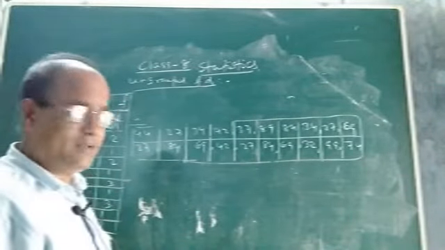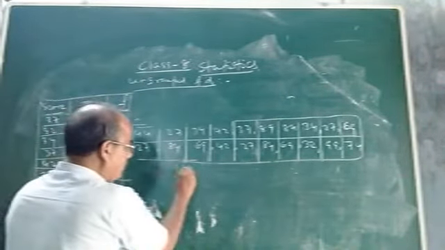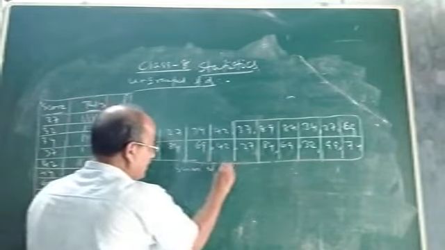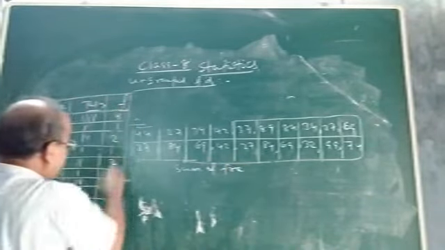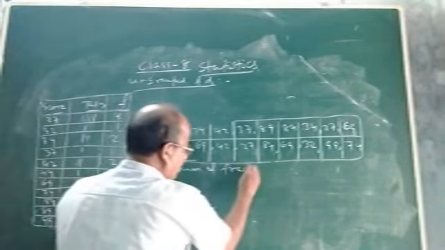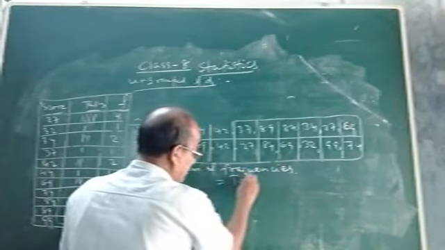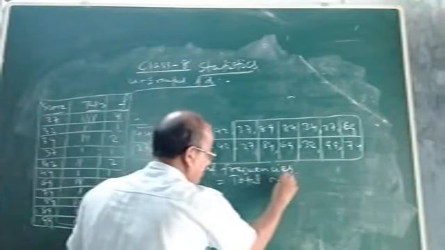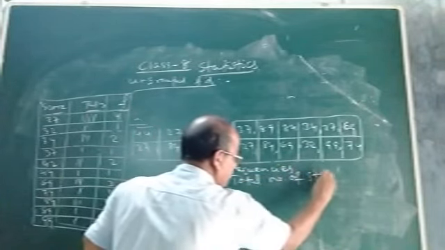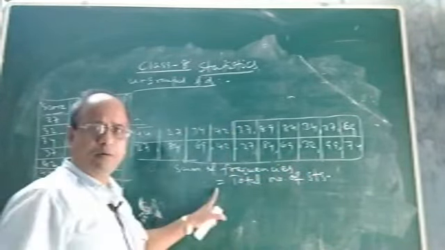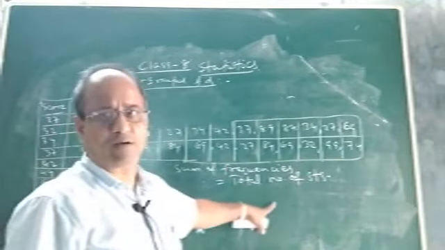Okay. So, that means we can say that the sum of frequencies, we are adding the frequencies, is equal to the total number of students. So the sum of frequencies is equal to the total number of students.